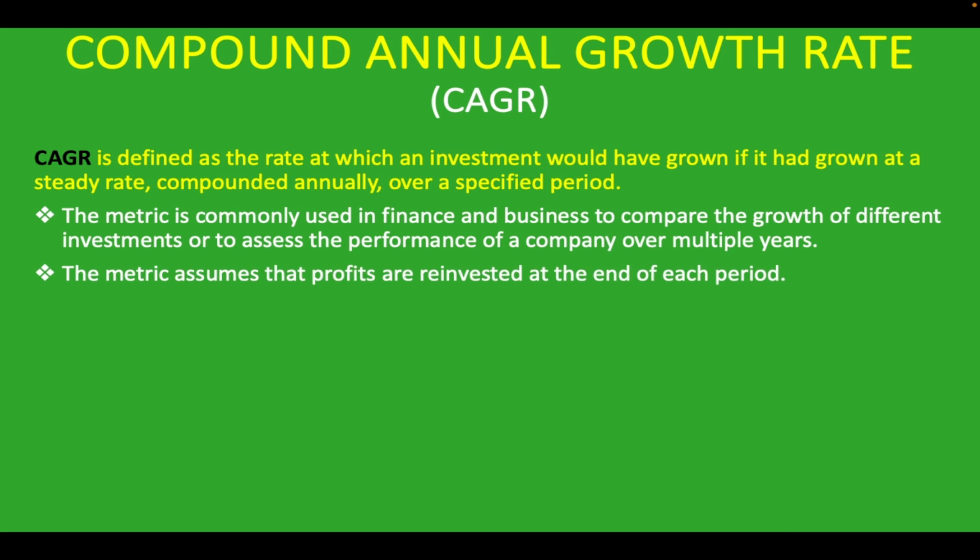The metric assumes that profits are reinvested at the end of each period. And that is where the compounding comes in, where you're assuming that it's reinvested together with the growth of the previous year for the duration of the periods. So if you're looking at it for 5 years, then we're assuming that the profits are reinvested every year for the 5 years. But you'll understand more as we look at the example here.